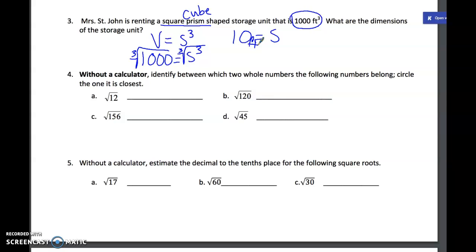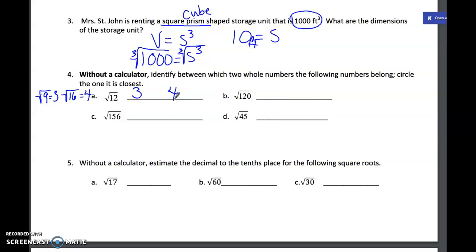Number 4, without a calculator, identify between which two whole numbers the following numbers belong. Circle the one that it is closest to. So we're estimating without a calculator. So square root of 12, I know that square root of 16 equals 4, and I know that the square root of 9 equals 3. Square root of 12 would fall right in between those. So that means square root of 12 is right between 3 and 4.